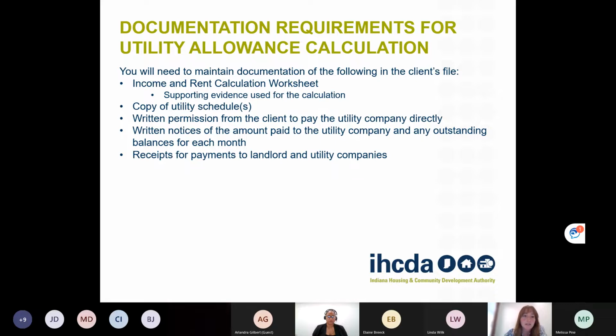And you would also need to maintain copies of those notices that you have to distribute to the client each month. And then you would also have to have receipts for any payments to the landlord and utility companies for rent and utility expenses.